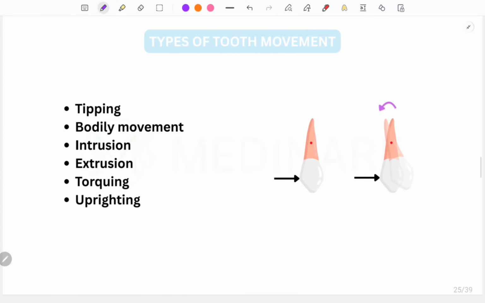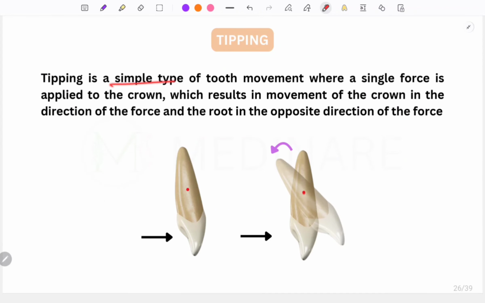Now let's move on to the orthodontic part. Let's discuss the types of tooth movement. We have tipping, bodily movement, intrusion, extrusion, torquing and uprighting. Tipping refers to a simple type of tooth movement where a single force is applied to the crown which results in movement of the crown in the direction of the force and root in the opposite direction of the force. If you are applying force palatally, then it will tilt to a labial position. So the crown is moving in the direction of the force and the root is moving in the opposite direction of the force. That is nothing but the tipping.